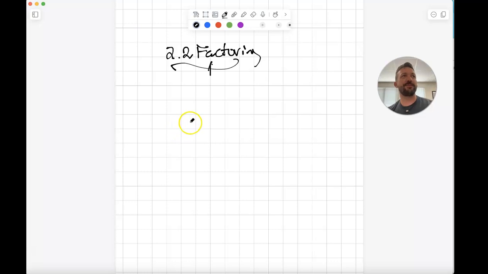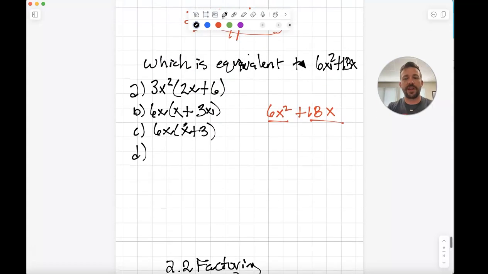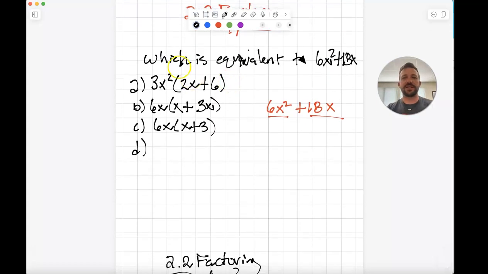The first thing you need to learn here, and I think the most important thing, is that it is going to be multiple choice. You're going to get something like, which is equivalent to 6x squared plus 18x? And then you're going to get some answers, and you're going to have to figure out which one of these is the same as 6x squared plus 18x. First, to get you started, let's show you how to factor it.